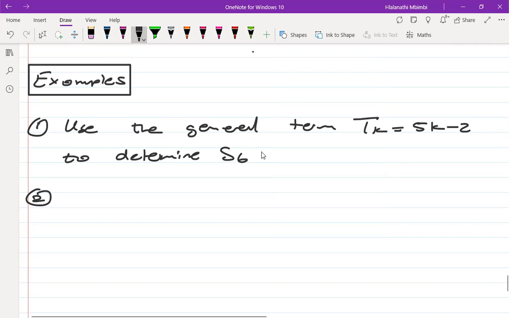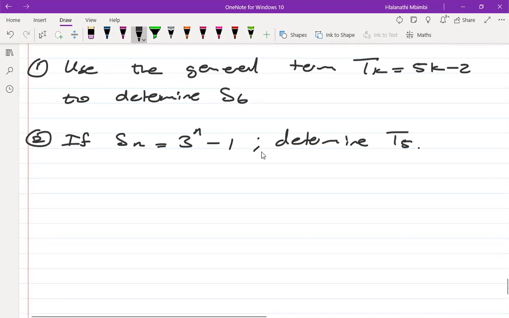The second one is: if Sn is equal to 3n minus 1, determine T5.